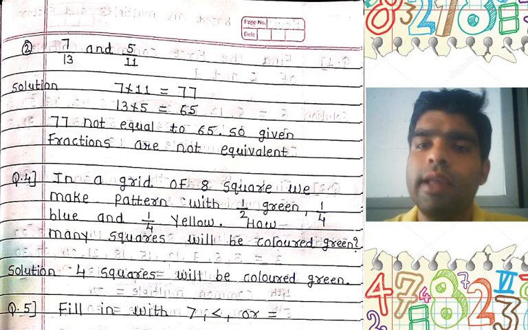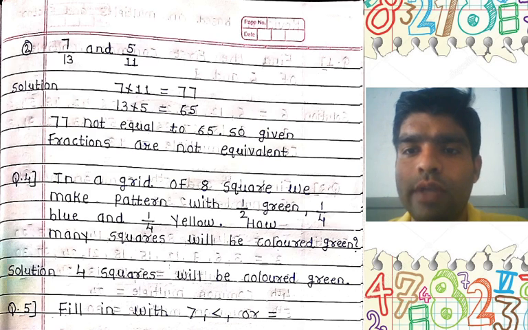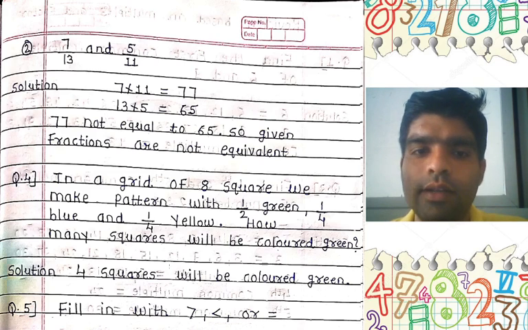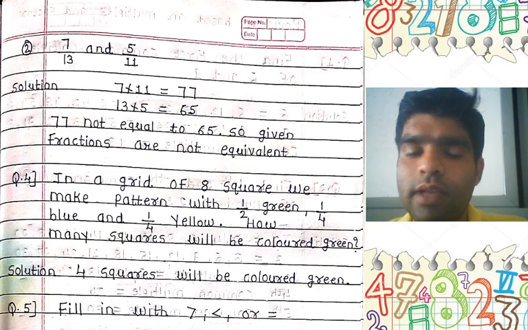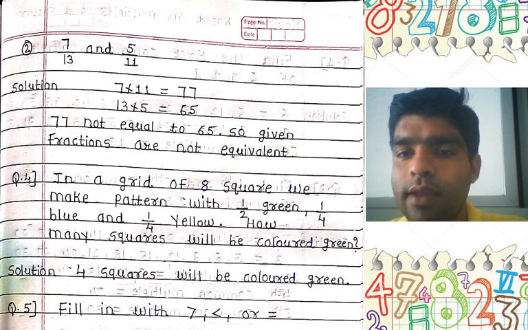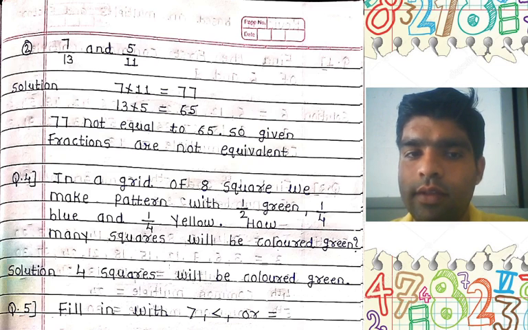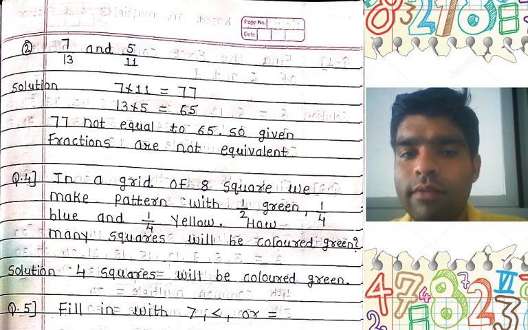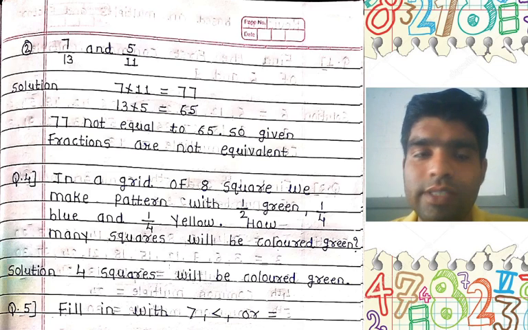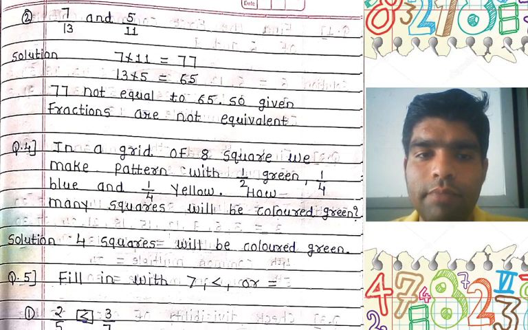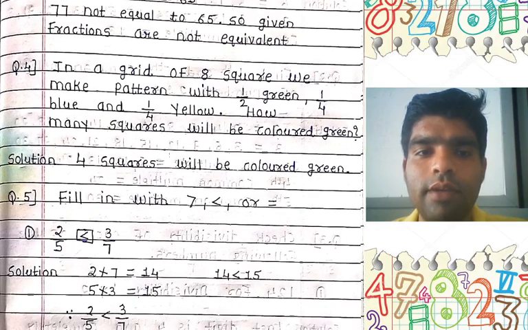It means that here it is 4 plus 2 plus 2, and definitely your answer will be 8 grids. So your answer is 4 squares will be colored green. That is why this is our solution. Now let's start the next example, example number 5.